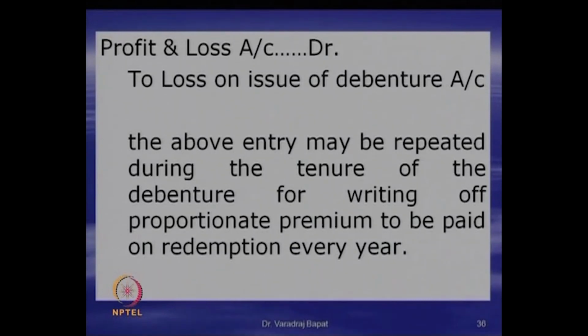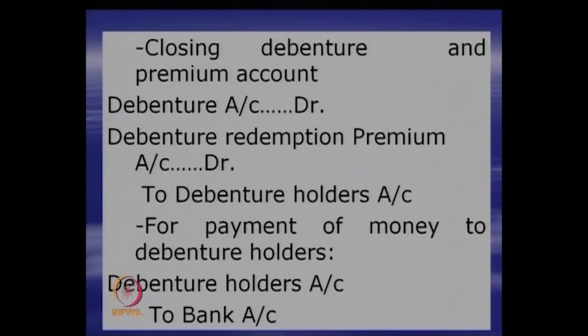This may be done at one time or it may be done proportionately every year. So we may have, say it is 6 rupees and debentures have a life of 3 years, we may write off 2 rupees in each year. When the debenture account is closed, there is a slight difference you can see. Debenture account debit, debenture redemption premium account also debit, to debenture holders account. So what is happening is 100 rupees debenture, 6 rupees premium. So debenture account debit for 100, debenture redemption premium account for 6 rupees, and total of 106 rupees is credited to debenture holders account.